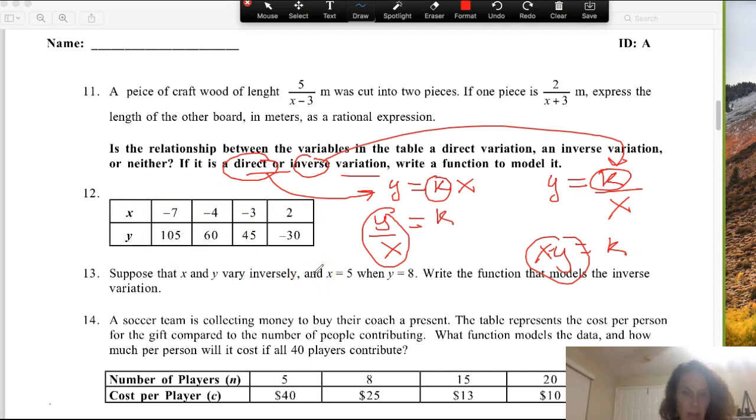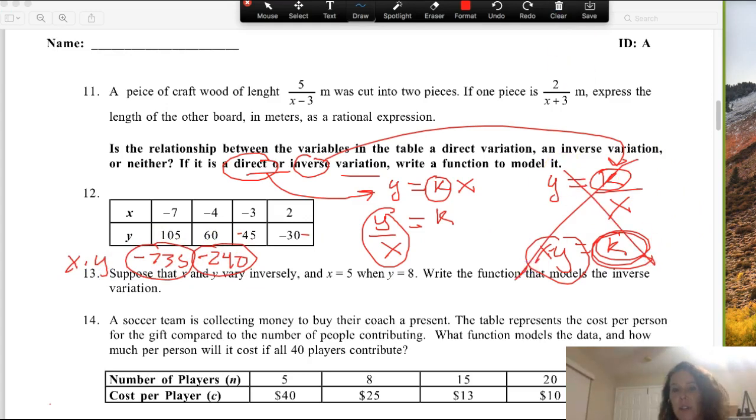What's 105 times -7? I'm going to get -735. So this is x times y. X times y, if I go 60 times -4, I'm going to get -240. Okay, these are not the same. So I do not have an inverse variation. I do not have a constant, a same for each y. This is x times y. I get 735 here, I get 240 here. So it's not inverse variation.